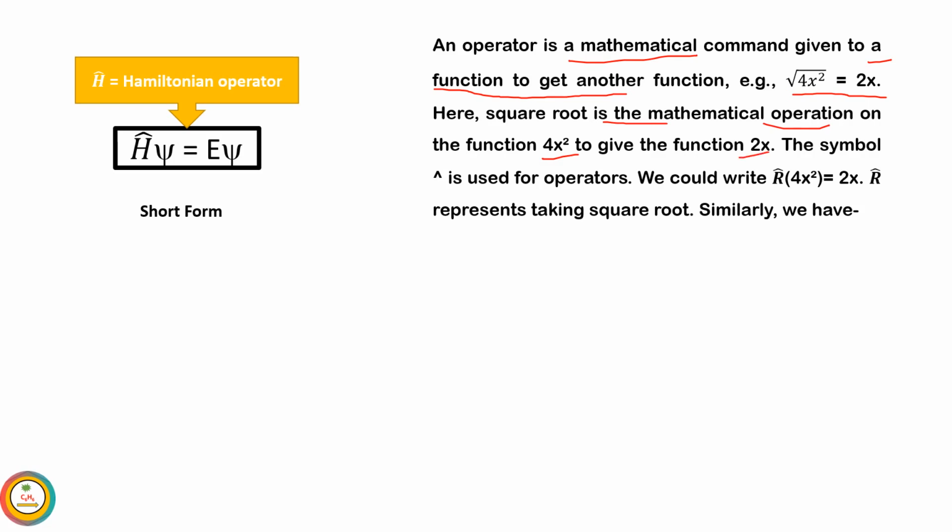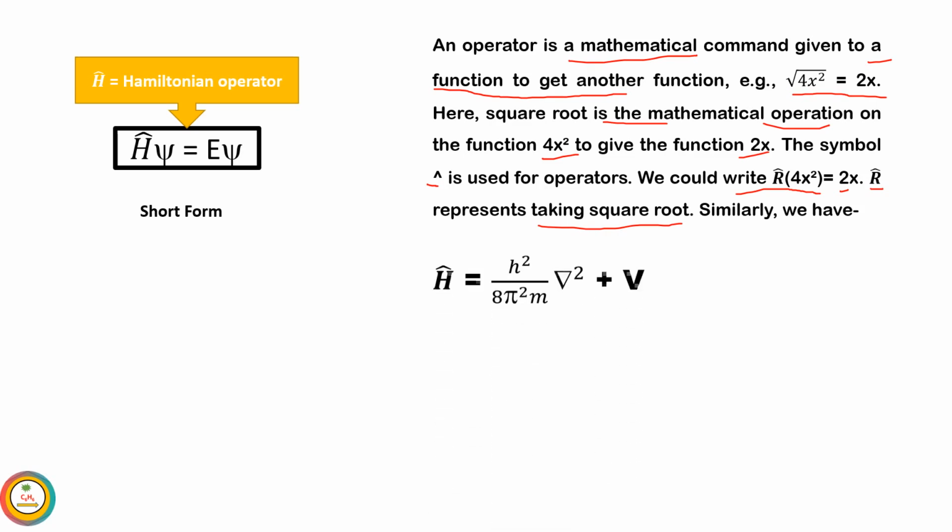The symbol of cap is used for operators. We could write this equation like R cap, where R means square root. R cap of 4x square is equal to 2x. So R cap represents taking the square root.